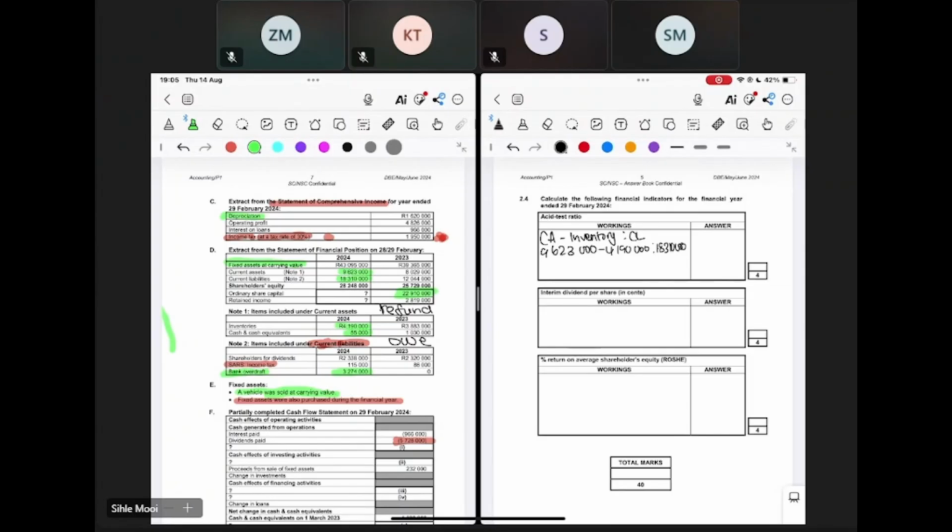Okay, so current assets minus inventory, that is 9,623,000 minus 4,190,000. And that would give us a total of 5,433,000 to the 18,310,000. Now for our answer there, we divide by current liabilities on both sides, so that will be 5,433,000 divided by 18,310, which will give us 0.3 is to 1. Okay, any questions on that one?